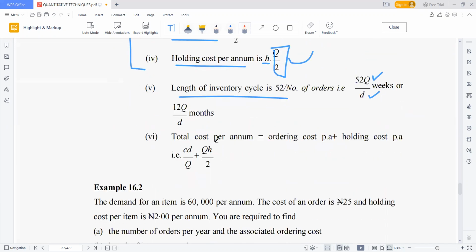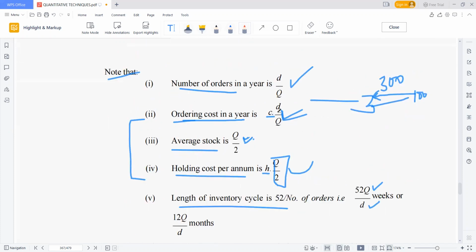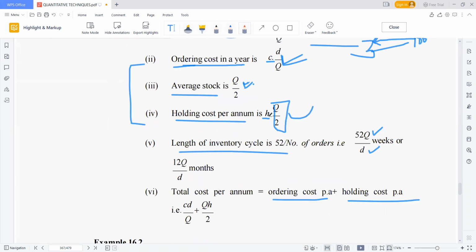Now the next is total cost per annum. Your total cost per annum shall be the addition of your ordering cost per annum plus your holding cost per annum. So just bring in your ordering cost, which is CD/Q, and your holding cost, HQ/2. So this is CD/Q plus HQ/2. That will give us your what? Total what? Cost per annum.